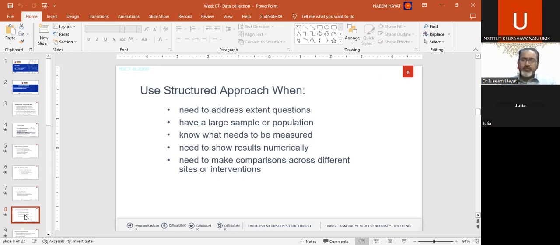Need to know results numerically. We need to actually describe the results in a numerical manner. It means we already have an understanding that a statistical technique is our approach for analysis. Need to make comparisons across different sites or interventions. It means maybe experimental design interventions.